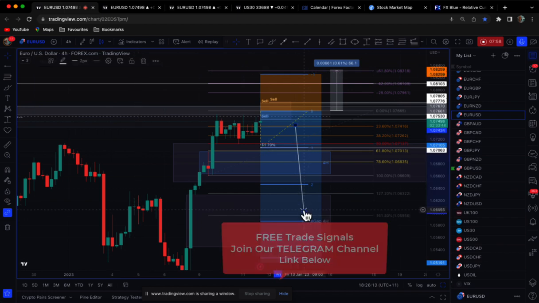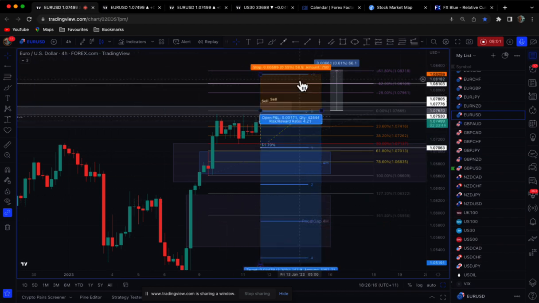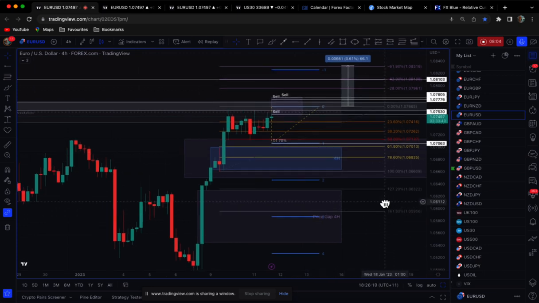See what we get with this. It will be interesting to watch it play out. Euro dollar. Keep an eye on the stock markets too. If the stock markets sell off, then we've got a good chance this will follow.